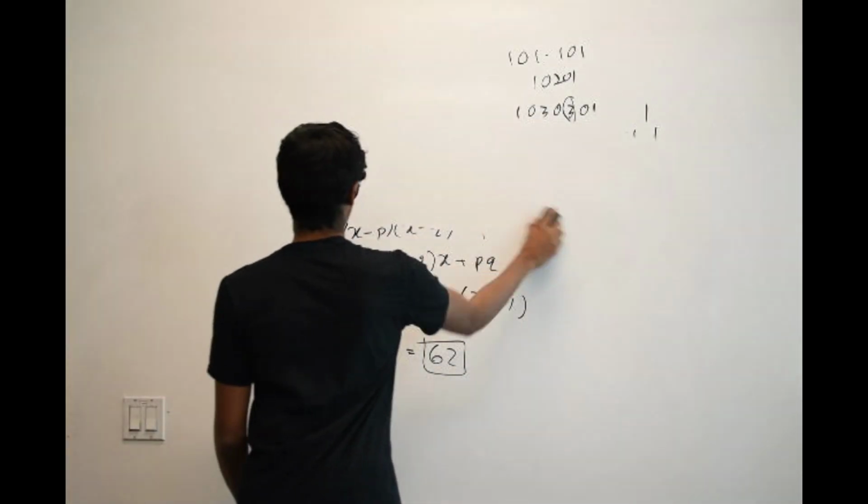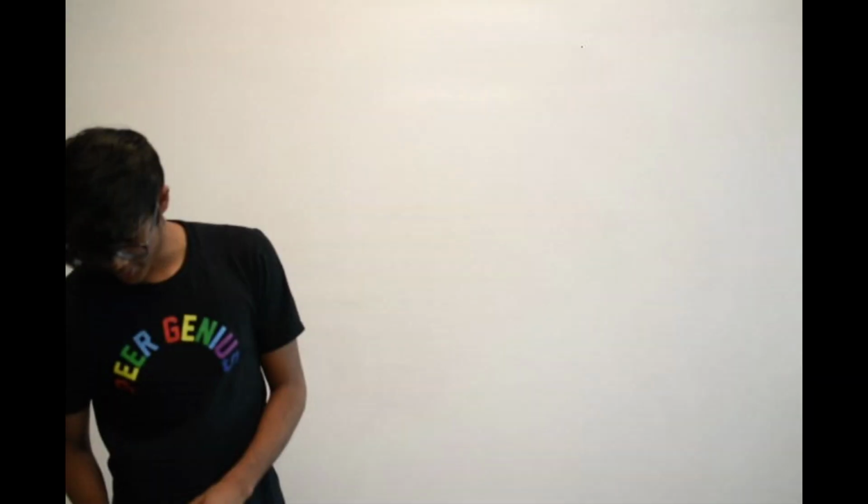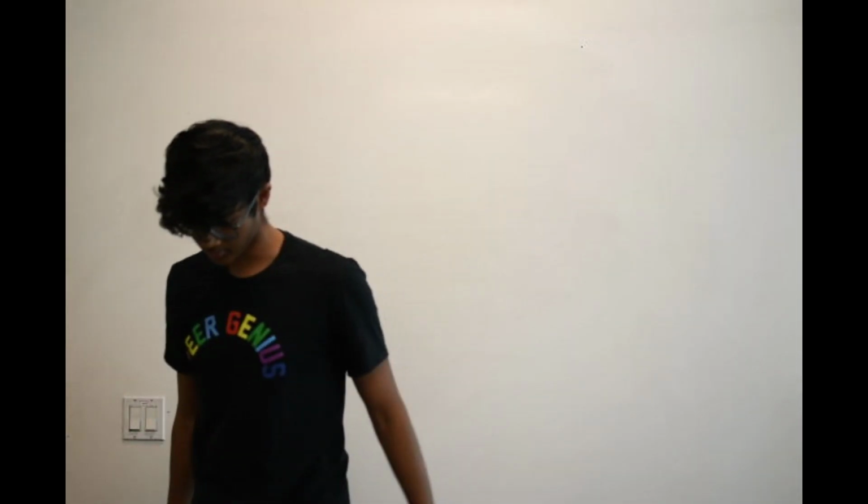So let's move on to number 9 now. Number 9: the sum of the lengths of the diagonals of a quadrilateral is 8. What is the maximum possible area of that quadrilateral?